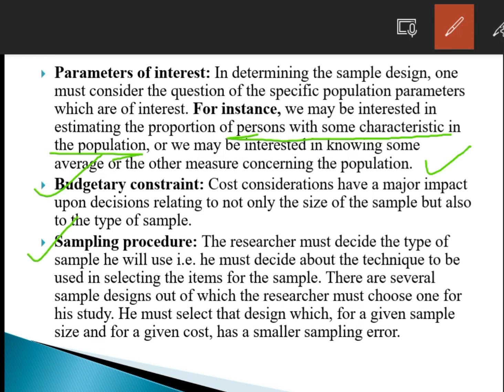The researcher must decide the type of sample he will use. He must decide about the technique to be used in selecting the sample. There are several sampling designs. Out of this, the researcher must choose one for the study. He must select that design which, for a given sample size or given cost, has smaller sampling error.